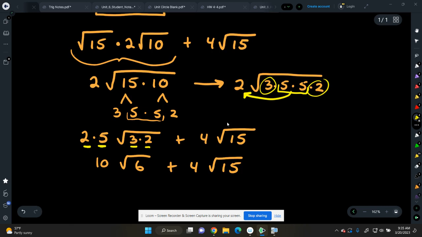Is there a reason why we have to put the 5 on the outside? Because it's a pair. Anytime you have a pair, that gets put on the outside. Oh, that's funny. Okay.